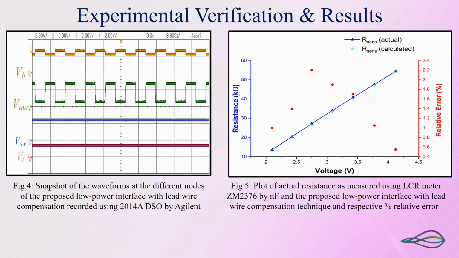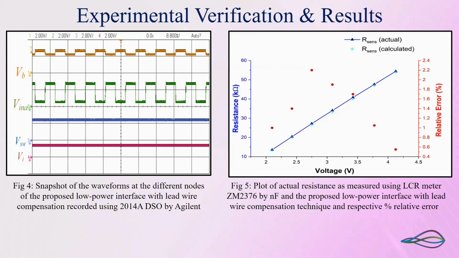Now, these are the waveforms that we have acquired at different nodes and points of the circuit. As you can see, VB, which is the voltage at the non-inverting terminal of the instrumentation amplifier, has been shifted by 2.5 because we are implementing the circuit using a single supply because it is meant for remote operations. So it is to be operated in standalone basis. So dual power supplies cannot be used.